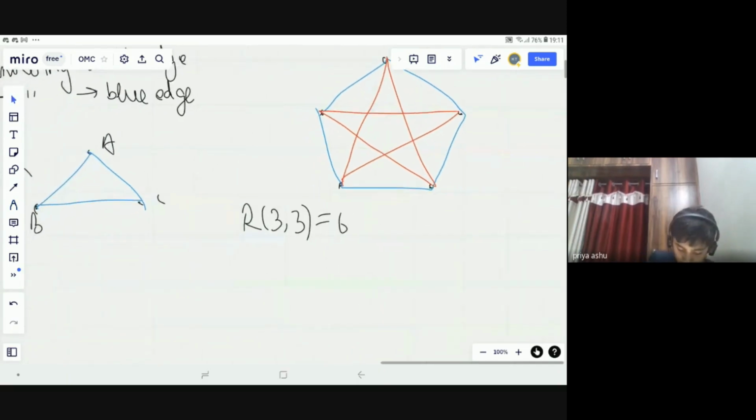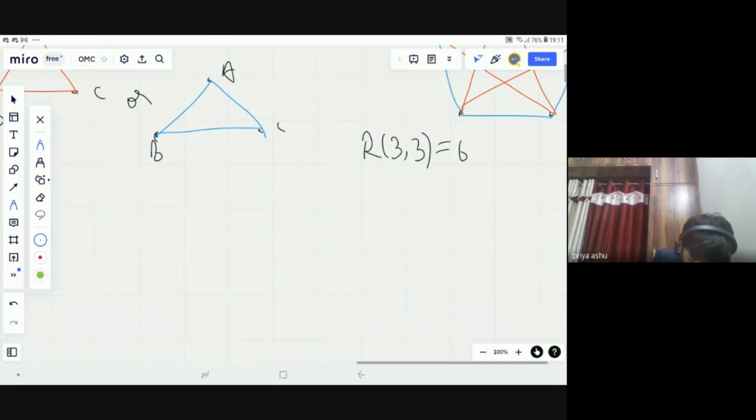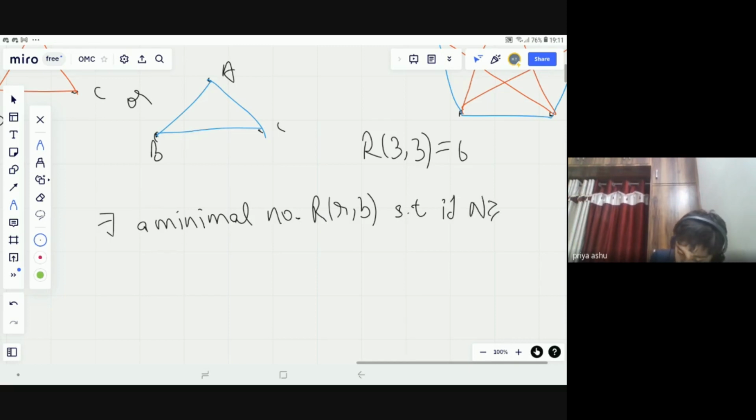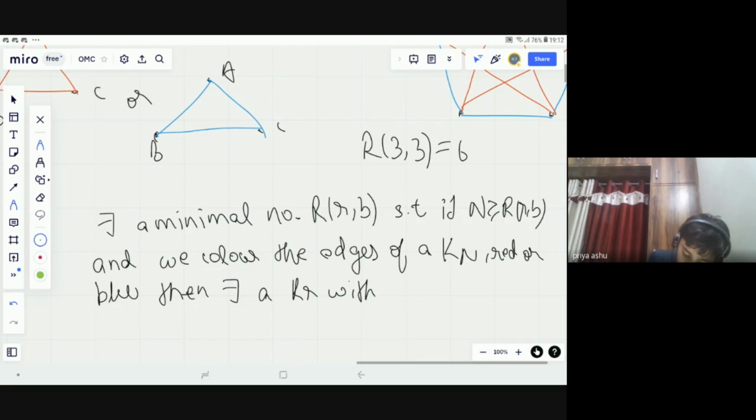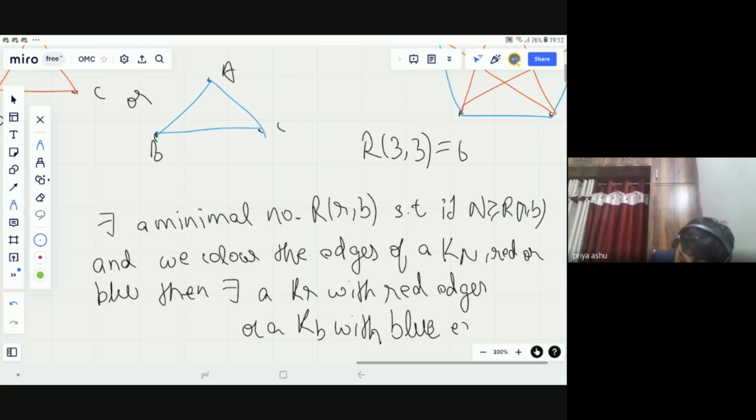So what does this mean? I'll just write the definition. There exists a minimal number R of R comma B such that if capital N is at least R of R comma B and we color the edges of a Kn red or blue, then there exists a Kr with red edges or a Kb with blue edges.